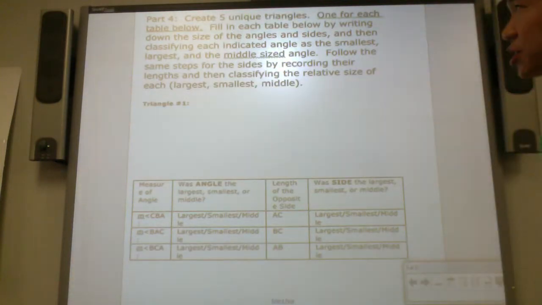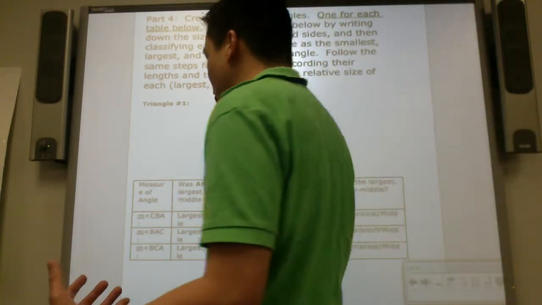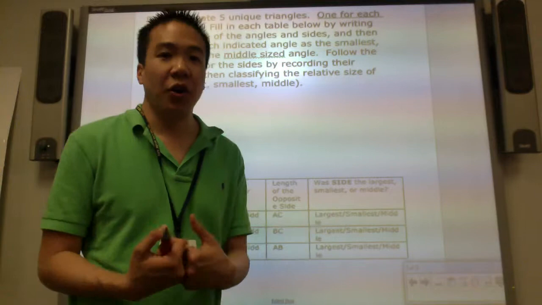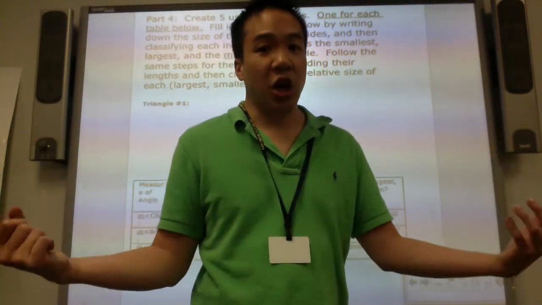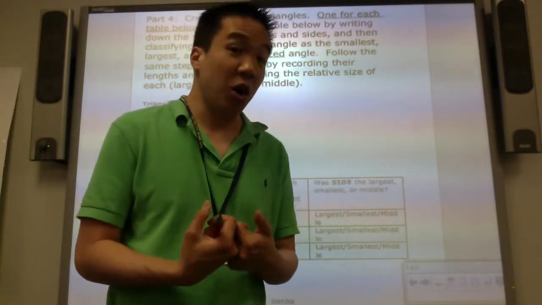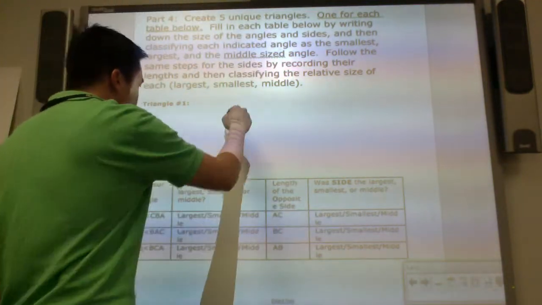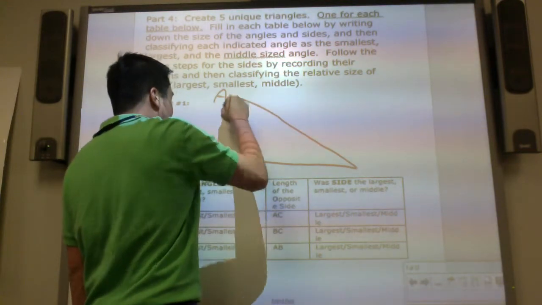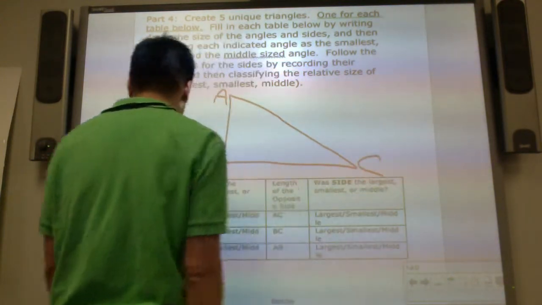All right, so in our next activity, we're going to be drawing different types of triangles. You're going to tell me, are the angles wide or not? Are the sides long or not? And are they narrow or not? Are the sides small or not? So let me draw my first triangle. Let's name it A, B, C.